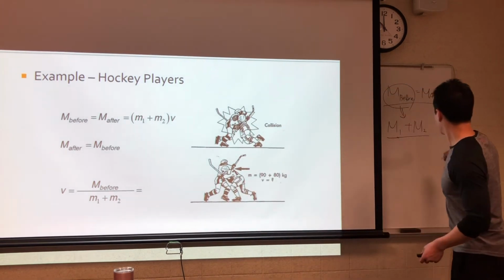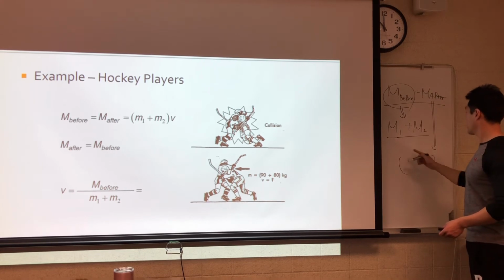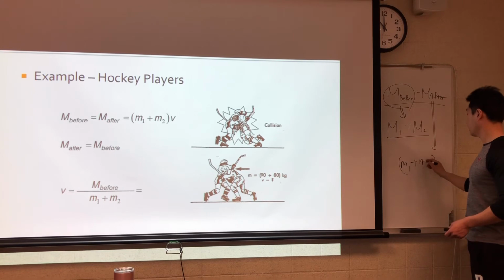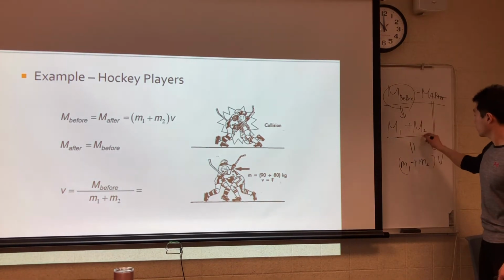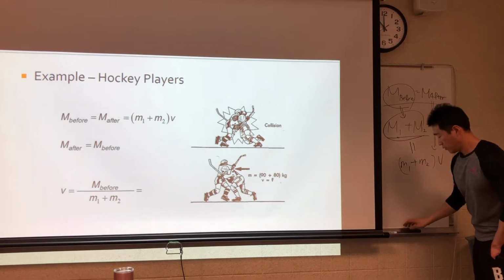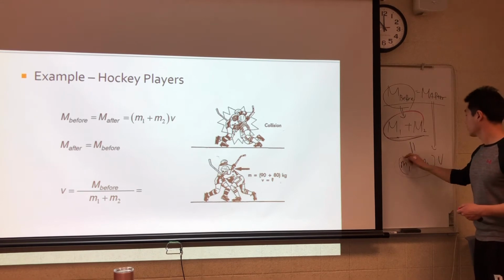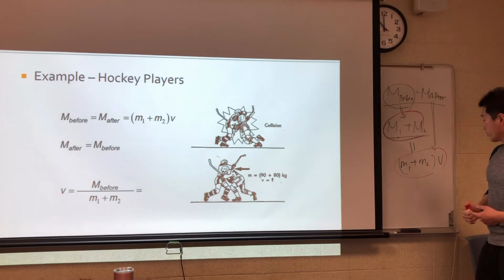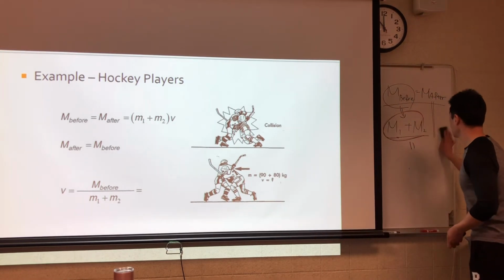And then momentum after collision is these two body masses, M1 from the first hockey player and M2, and then velocity. And this one and this one are equal to each other. Okay, let's actually calculate an example. So we have already got their information.